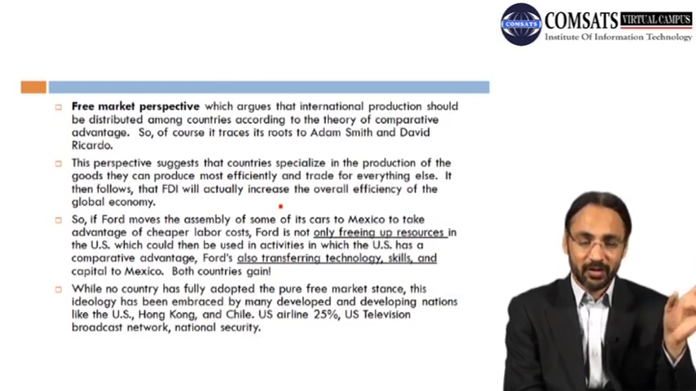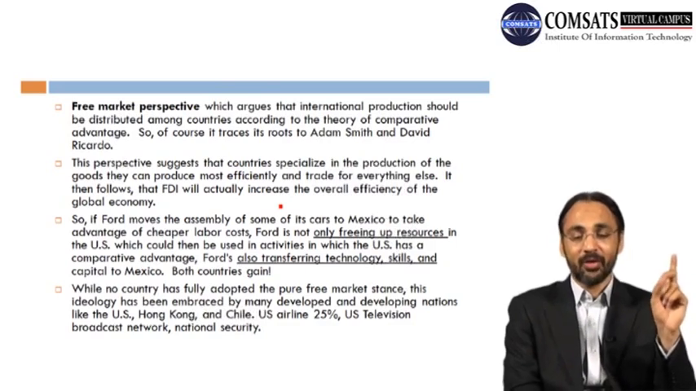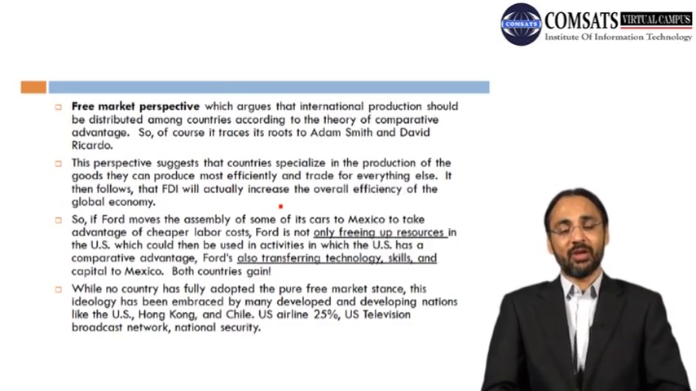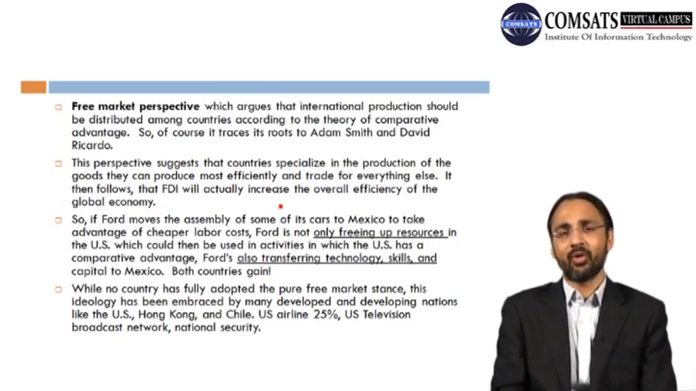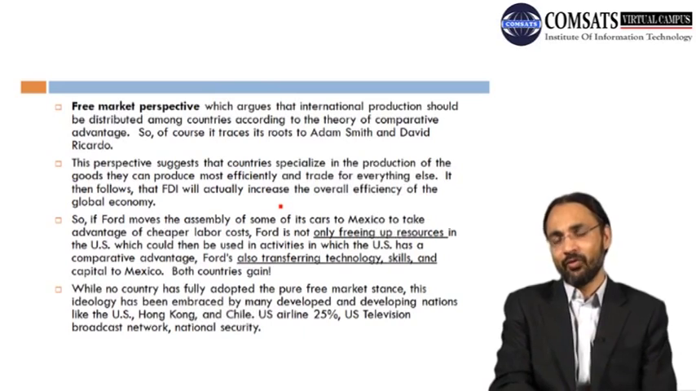So for instance, if Ford moves the assembly of some of its cars to Mexico to take advantage of the cheap labor cost, Ford is not only freeing up resources in the USA which could then be used elsewhere, the important thing is Ford is also transferring technology. We are going to see a gain for both countries. This is the example we can quote, the example of Ford.